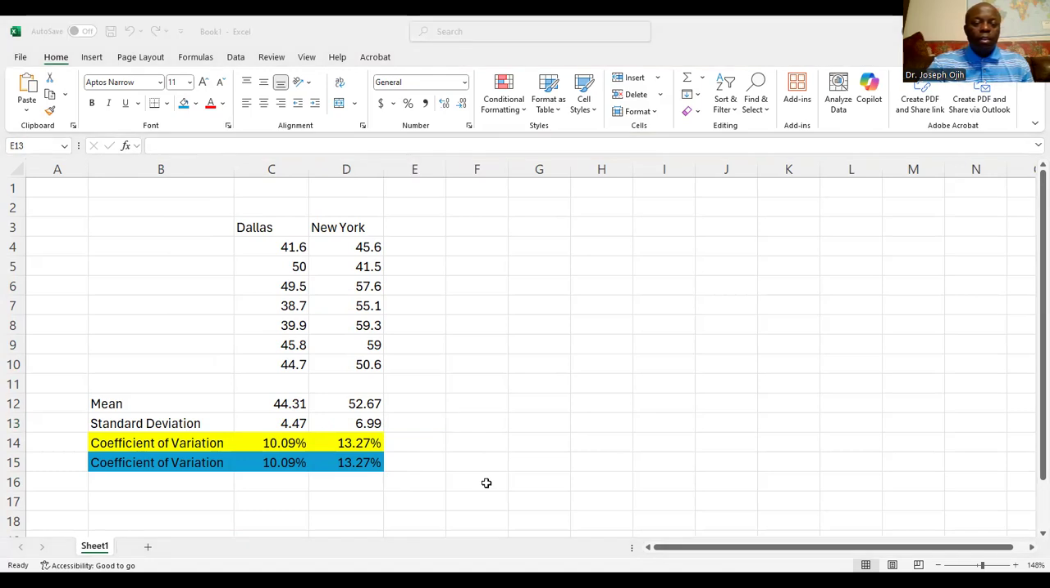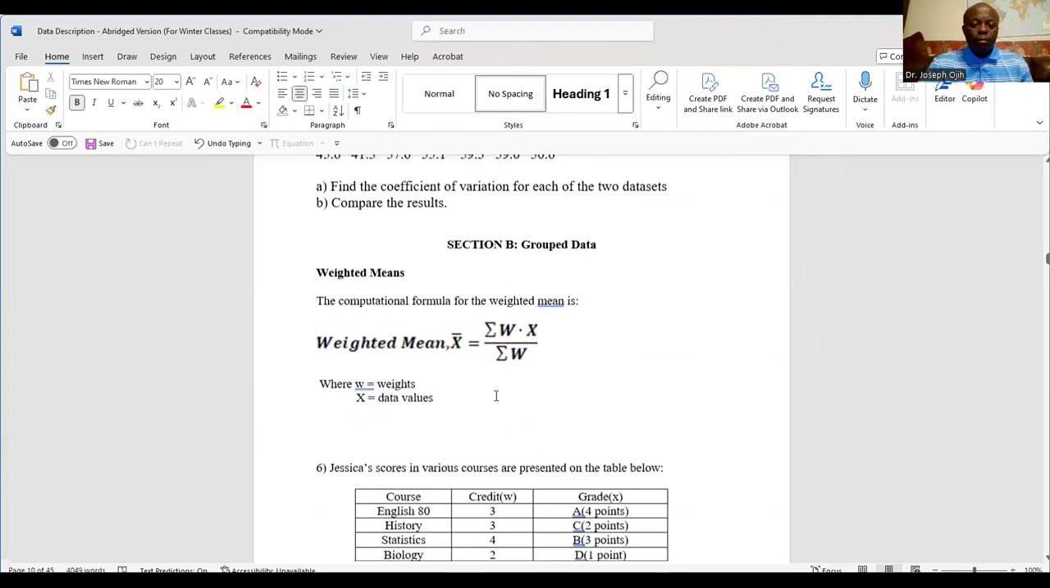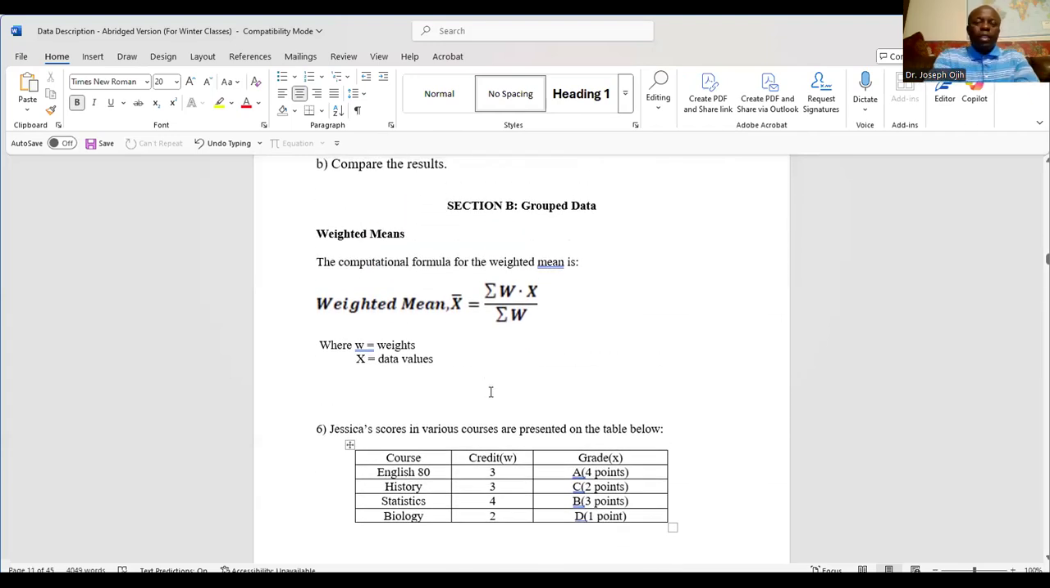Now let's look at the group data set. Now, for group data sets, the mean and the variance and the standard deviation, we have to introduce one thing to that, which is the frequency. So that makes the formula for calculating mean, median, mode, and standard deviation and variance for group data a little bit challenging. But all you have to do is to know the formulas and how to use the formula, and you should be fine. So let's start with what we call weighted mean.